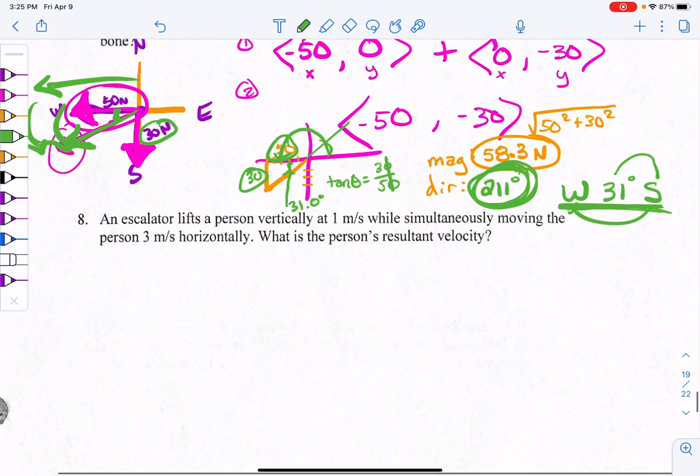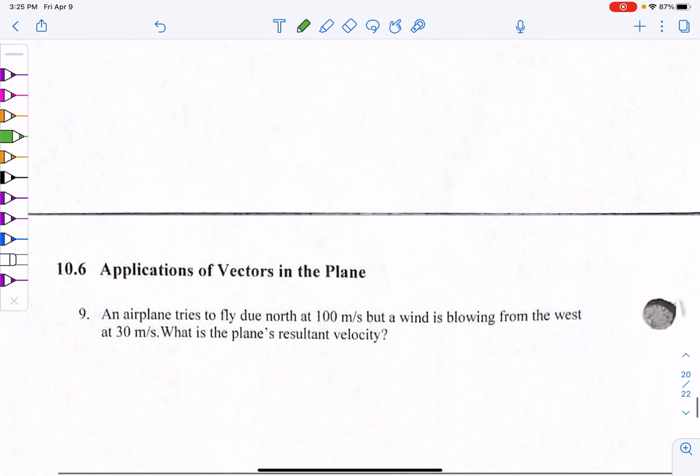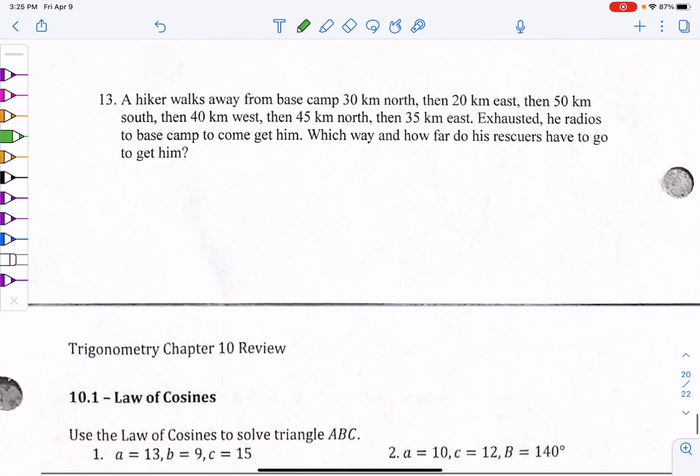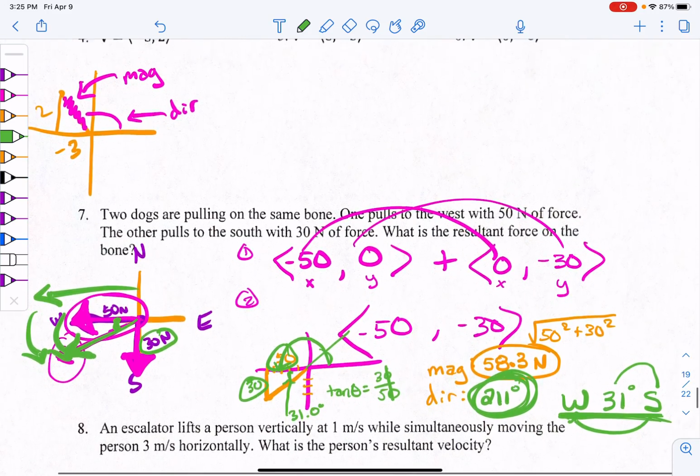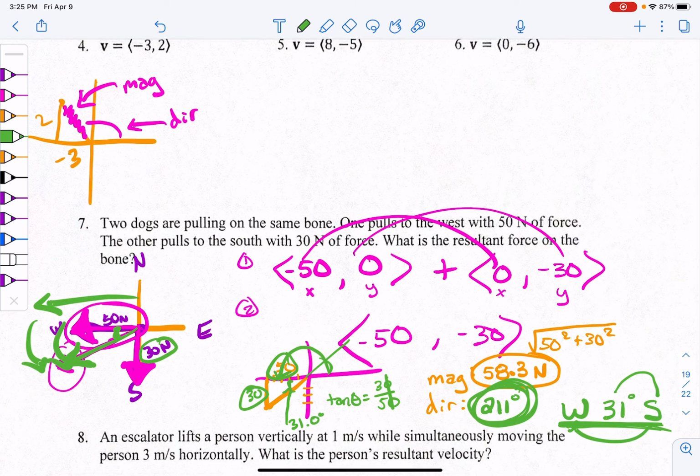All right, so hopefully that got you an idea of how 8 and 9 and 10 and 11 and 12 and 13 are all going to come out. So work on those for the rest of the period, and yeah, we'll see what questions you have, I guess, tomorrow.